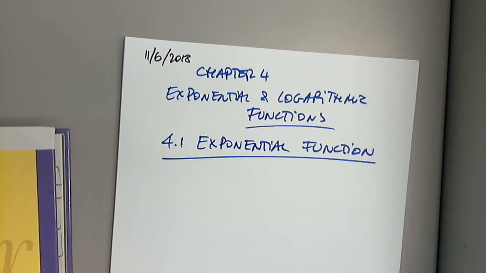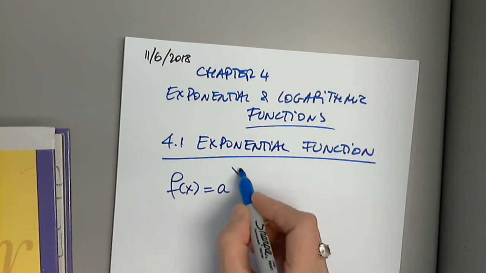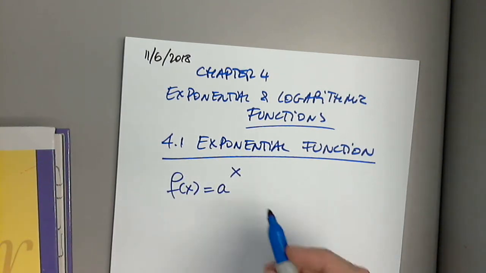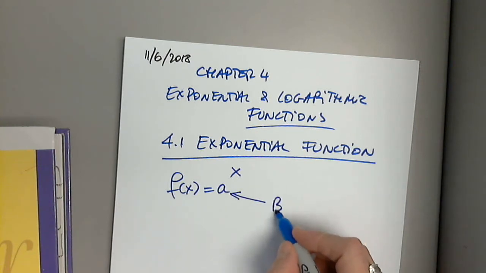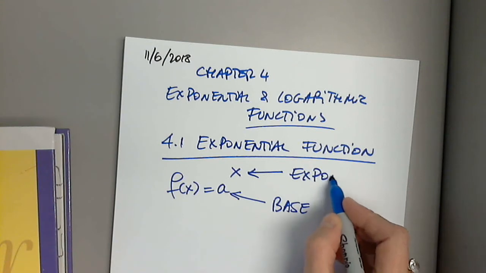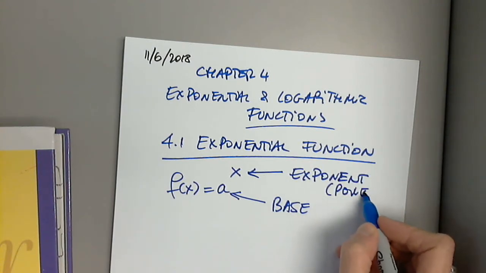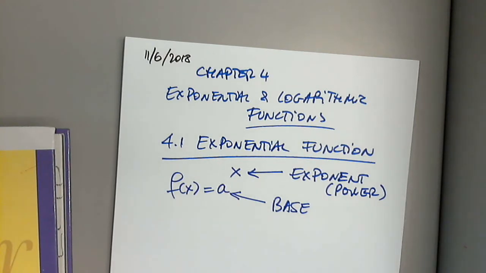Okay, the exponential function looks like this. This is the base. This is the exponent, or power. Why do you think this function is called exponential? Because the variable is the exponent. The variable is the exponent. The base is a number.